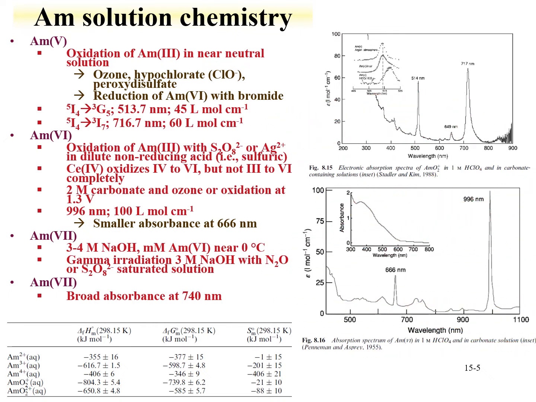Americium-6 can also be achieved. It can be made from the oxidation of 3 with some more aggressive oxidizing agent, or 2 molar carbonate and ozone, or oxidation at 1.3 volts. The absorbance is shown here at around 1,000 nanometers with a molar absorptivity of about 100.